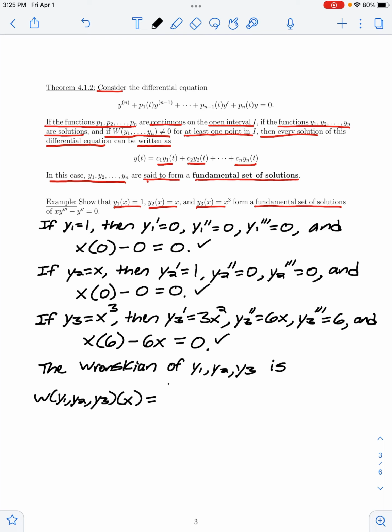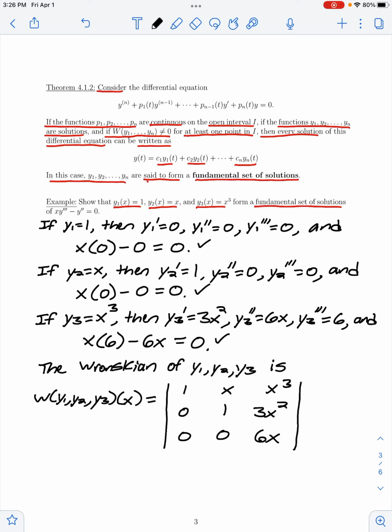And we would have the determinant of the 3 by 3 matrix, where my first row would be the functions 1, x, and x cubed. My second row would be the derivatives, 0, 1, 3x squared. And my third row would be the second derivatives, or the derivative of my second row, which would be 0, 0, 6x.